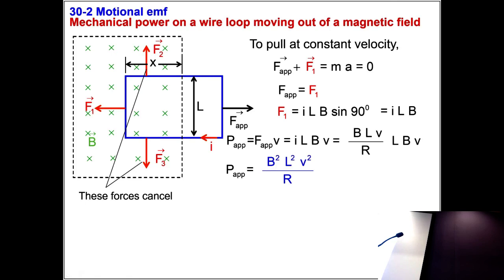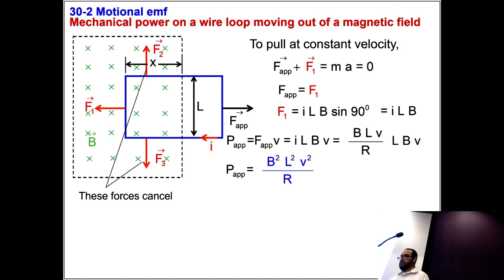We know the current from the previous equation: the induced current is BLV divided by R. So the current is BLV divided by R, times LBV. So we obtain that the applied power due to the applied force is B squared, L squared, V squared divided by R. This is the applied power by pulling.